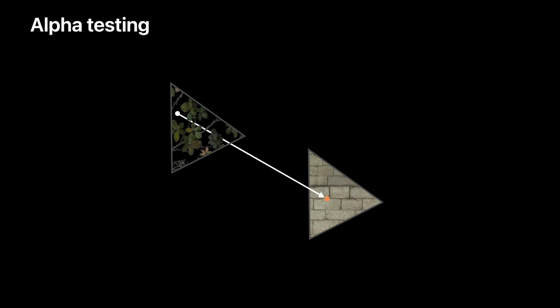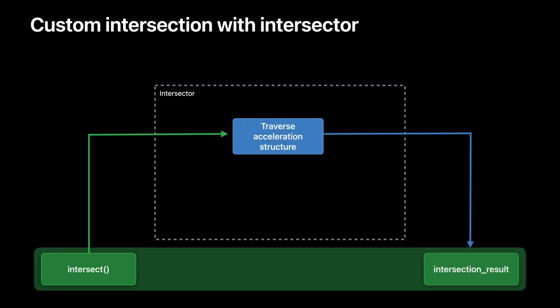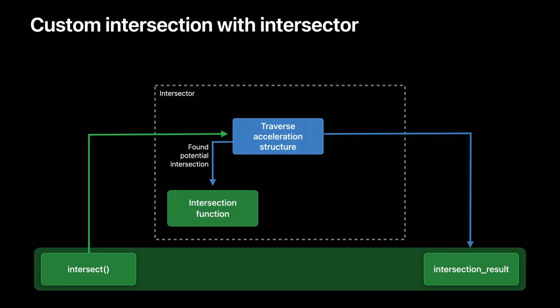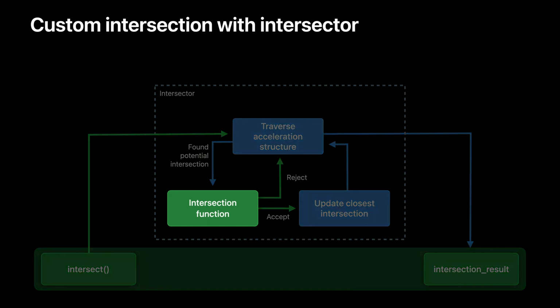Let's see how intersection functions are used. When using intersector, when you call intersect, we start traversing the acceleration structure to find an intersection and fill our intersection results. Within the intersector, intersection functions get called each time a potential intersection is found. And intersections are then accepted or rejected based on the intersection function logic. This is a great programming model using intersector, since it is both performant and convenient. But it does require creating a new intersection function and linking it to the pipeline.